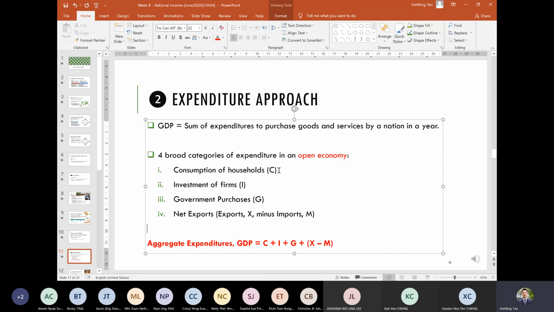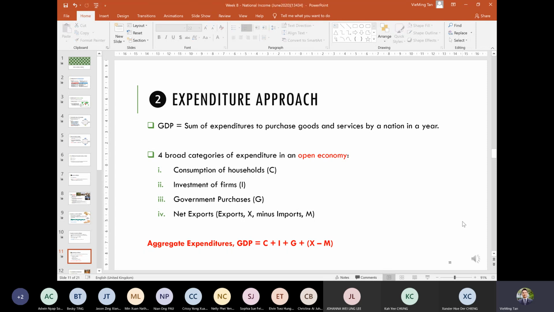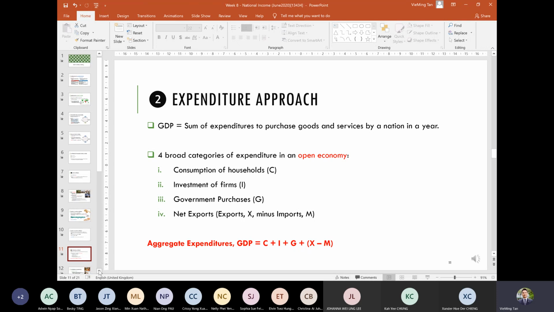Usually we use big C to represent consumption among the household. I is used for the expenditure or investment of firms. We use I as the symbol. G is the government spending. X is the export and M is the import. Usually we use these symbols to represent each expenditure. So let's check them one by one.